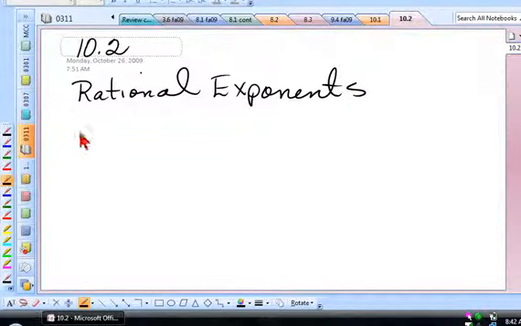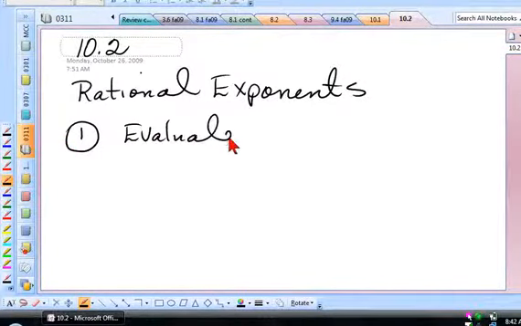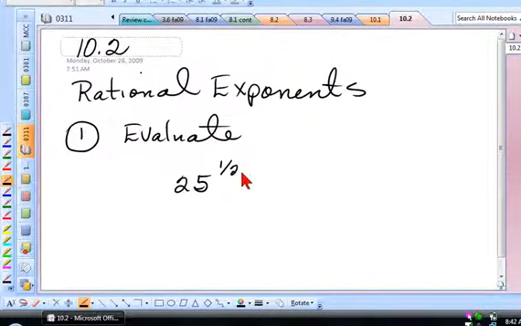All right, problem number 1 jumps straight in there, and it says to evaluate. So we're going to find the value of 25 to the 1/2 power. Now this is the first time in your math classes at MCC, if you've done our sequence of classes, that you've ever seen a rational or a fractional exponent. This means square root. This is the square root of 25.